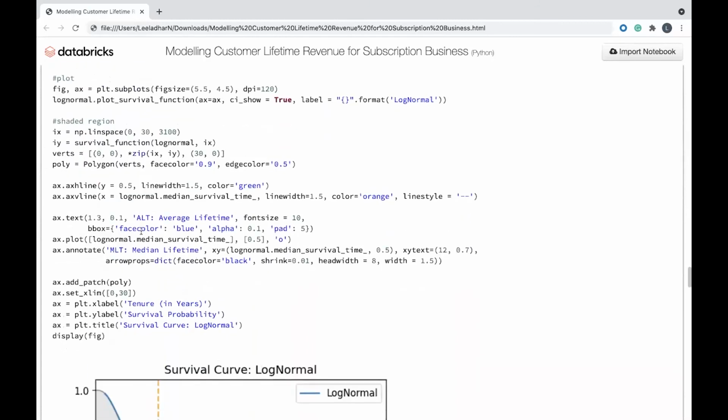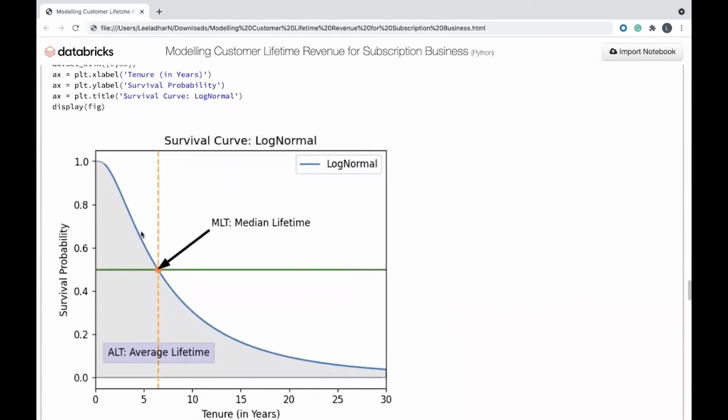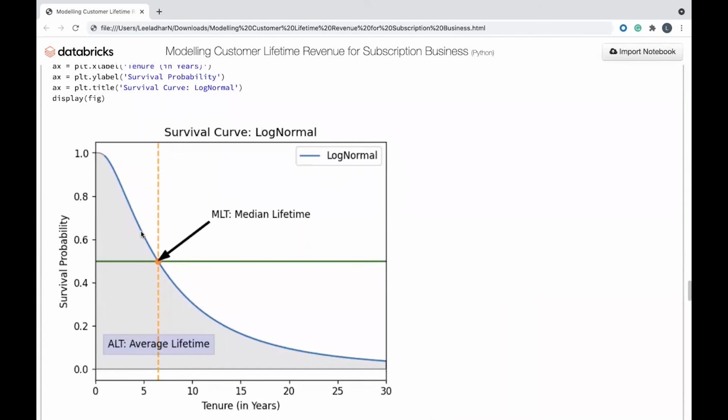The most important metric that we use is average lifetime. Basically, a survival curve is a plot between survival probabilities and the time. And mathematically, it can be deduced that average lifetime is nothing but the area under the survival curve. And then we have median lifetime, which is the time by when the survival probability drops down to 50%.